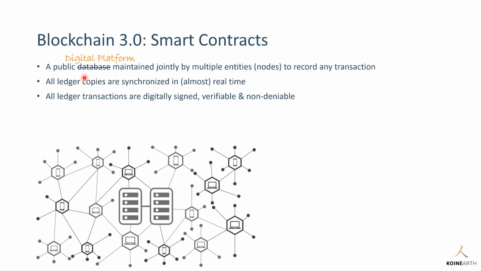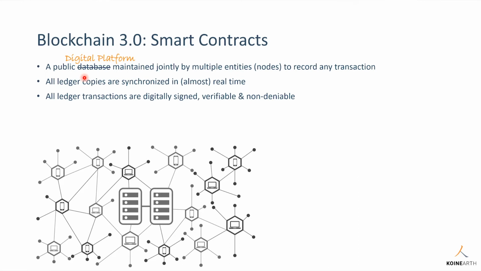Now, a couple of years later, blockchain 3.0 starts to emerge. And the fundamental difference between 3.0 and 2.0 is that the word database now is replaced with a digital platform. Now, those of you who've come from a technology background would be reminded of how databases were initially created to store data, and then stored procedures allowed them to become execution engines. Something very similar happened in the blockchain world, where this technology was initially designed as a public database, maintained jointly by multiple entities to record any transaction. But then this was expanded to make it a true blue digital platform. And this was achieved with something called smart contracts.